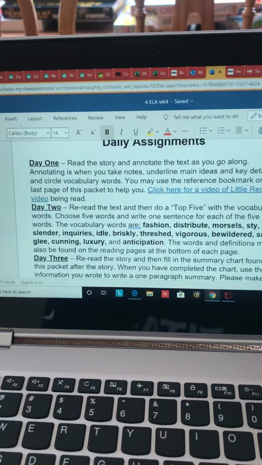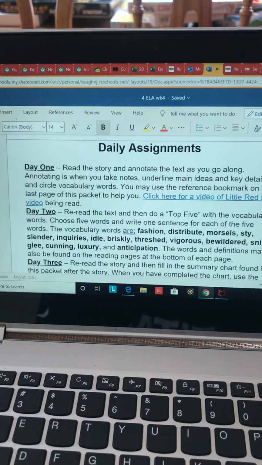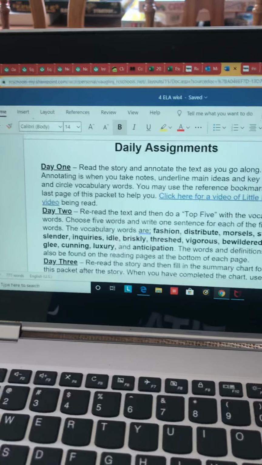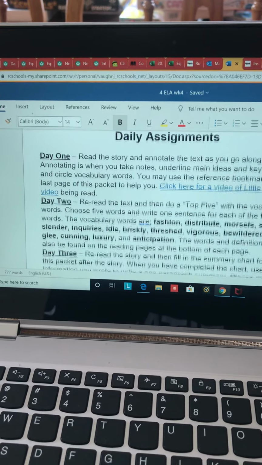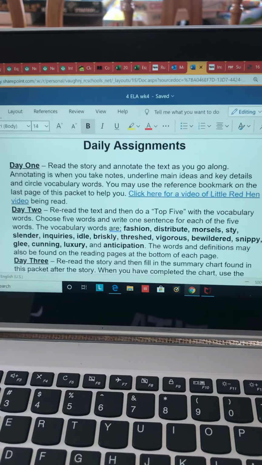We decided, Mr. Rickard and I, to do it a little bit different than what the county had been doing. So your daily assignments are all on one page. Day one, you're going to read and annotate the text.